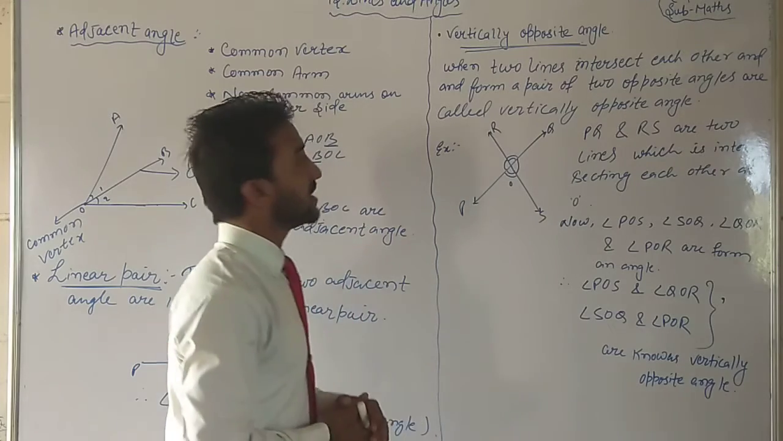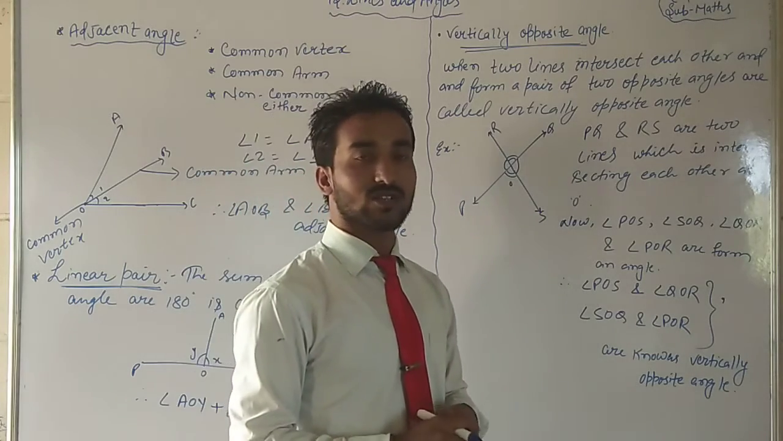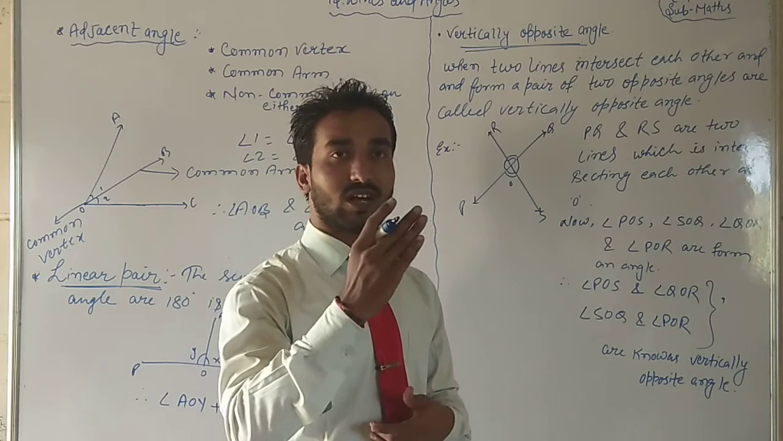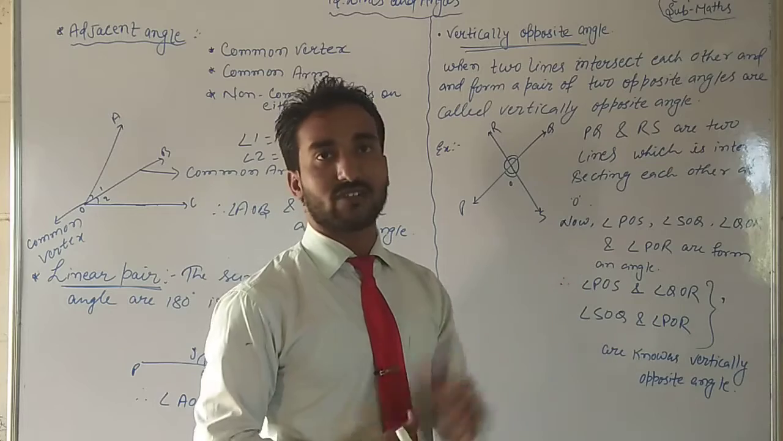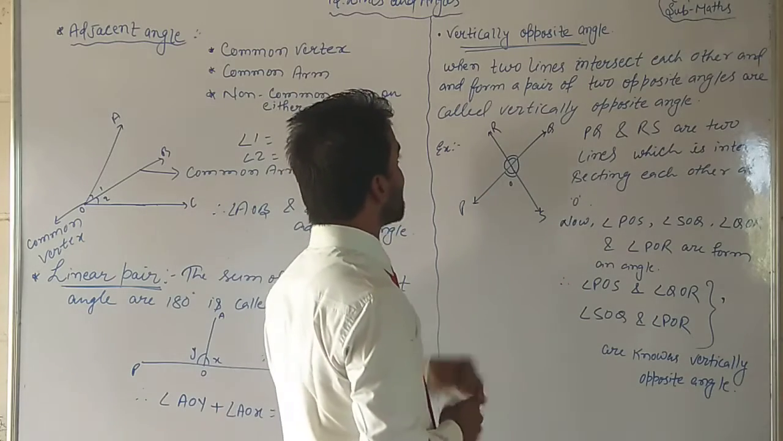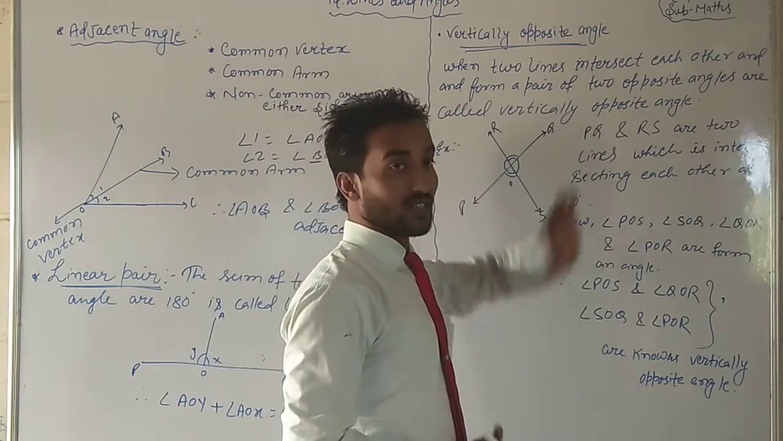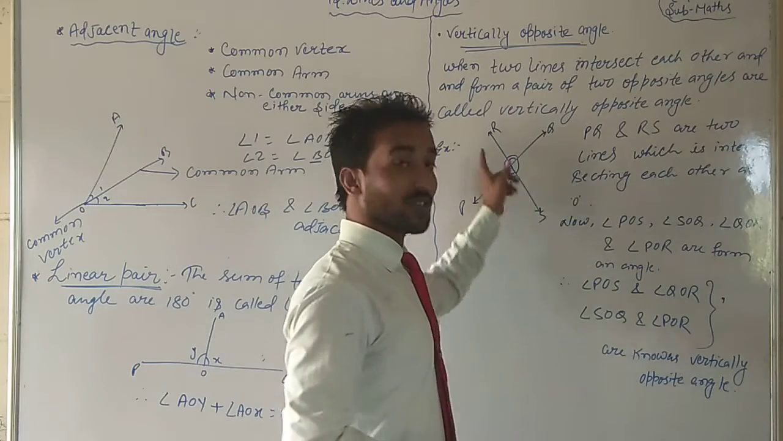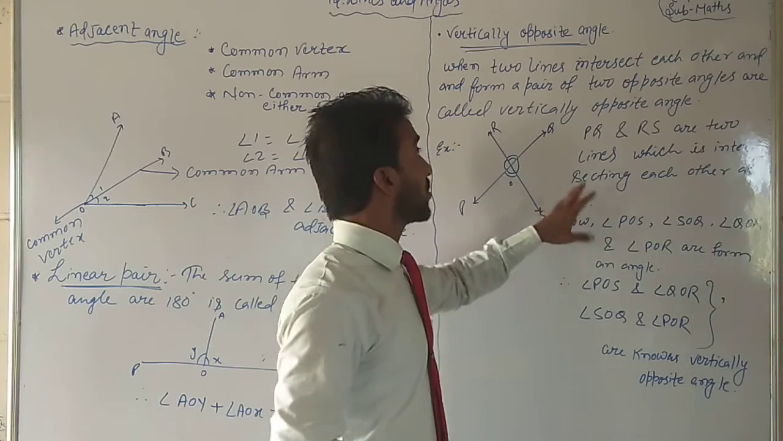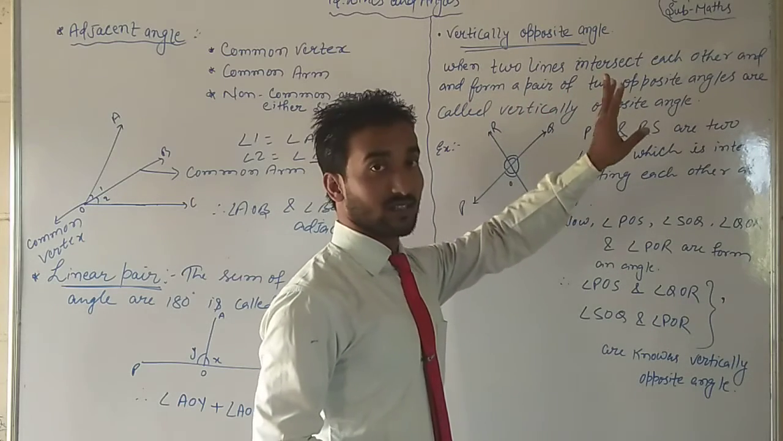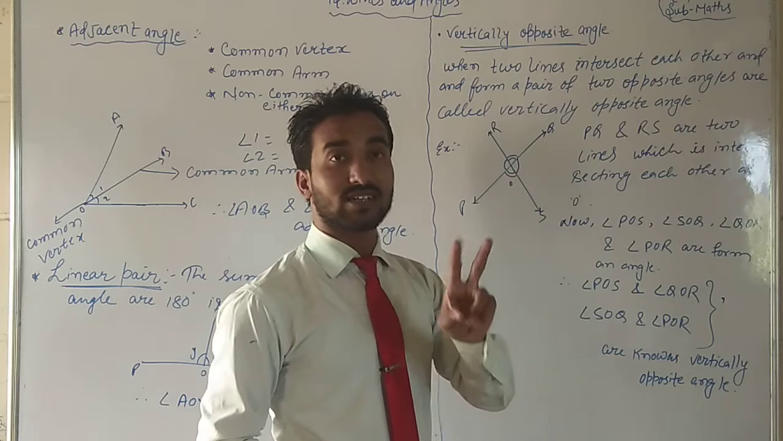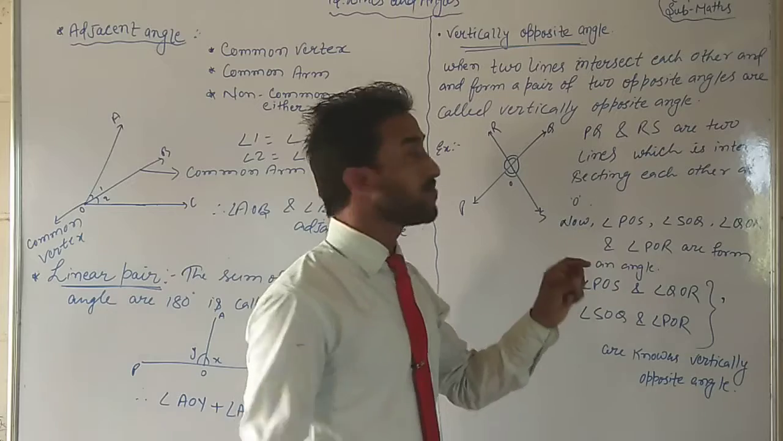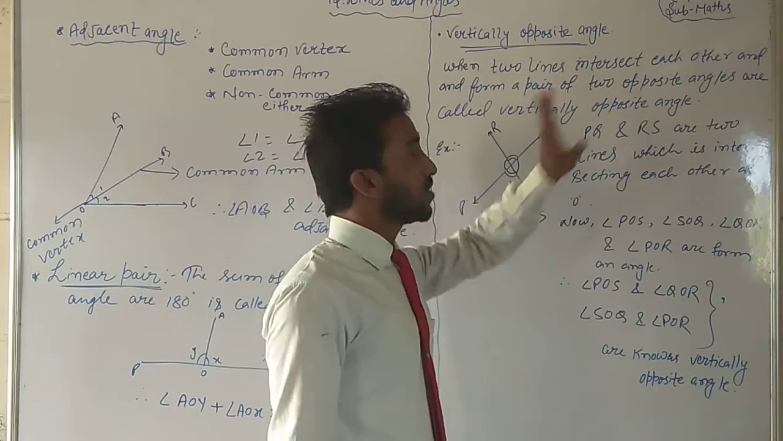See, vertically opposite angle. Students, you know very well what opposite means. Vertically means one upper, the second just in front of it. That is vertically opposite. See, when two lines intersect each other, as you can see, PQ and RS are both intersecting. The theorem is that when two lines intersect each other, meaning they pass through the same point, they form pairs of opposite angles.